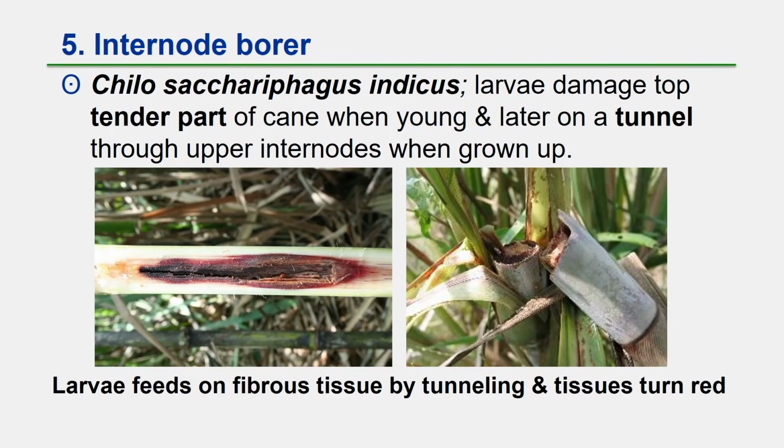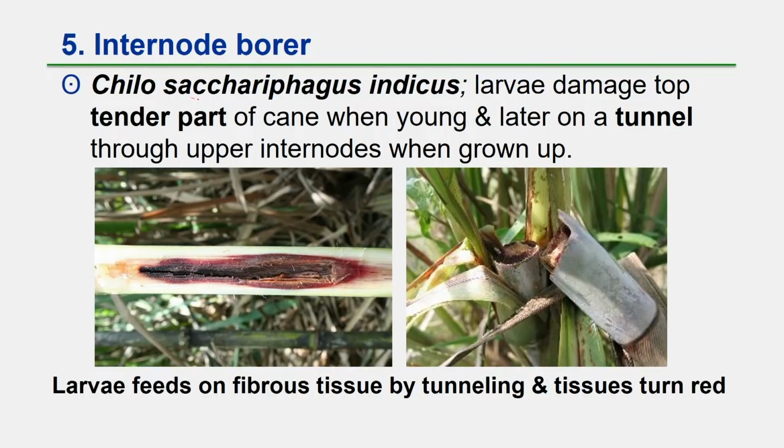Now, next important insect is internode borer. As the name suggests, it bores into the internode of cane. Chilo sacchariphagus indicus larvae damage top tender part of cane when young, and later on it tunnel through upper internode when grown up. So you can see the damage in this picture.